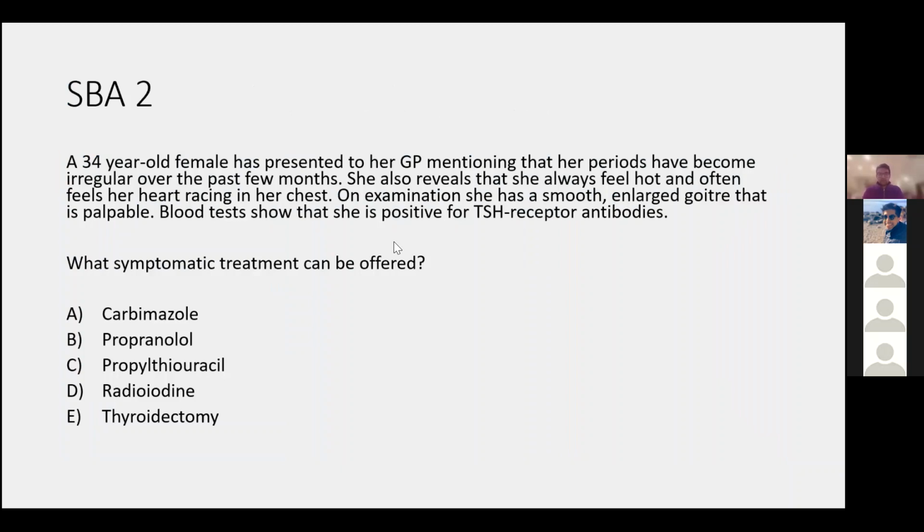So just moving on to the next question. A 34-year-old female comes to a GP saying that her periods have become irregular. She's always feeling hot and feels her heart racing. When you examine her, you find a smooth enlarged goiter that's palpable. Your blood test shows she's TSH receptor antibody positive. This question is focused on treatment, so have a moment to think about which of these treatments this patient should have.